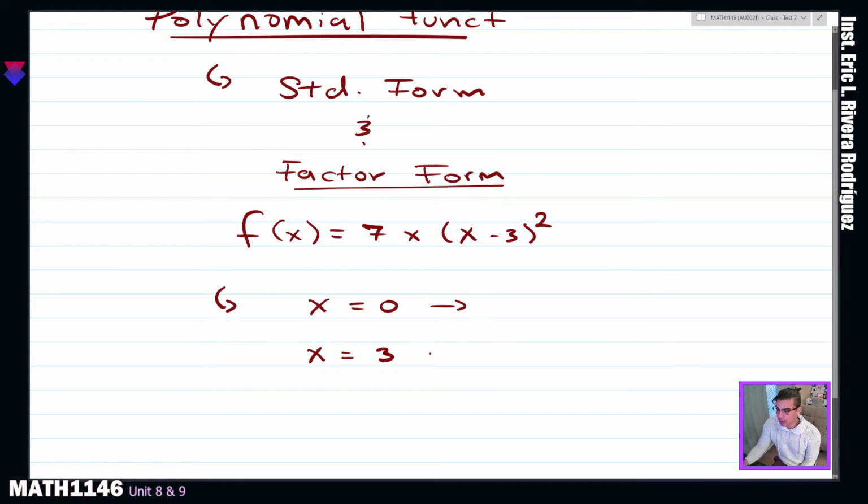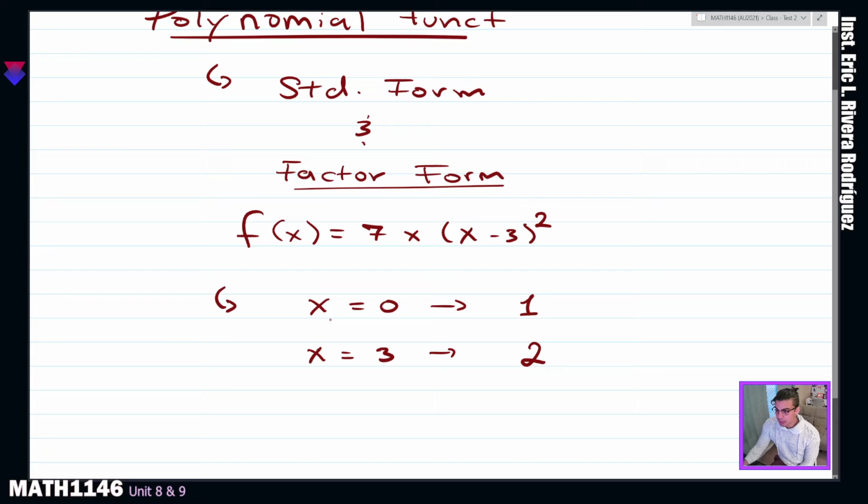Another thing that we are going to be using and that we need to remember is the multiplicity of these zeros. What is the multiplicity of x equals 0? And what is the multiplicity of x equals 3? Madeline? That's correct. It's 1. Perfect. And 3? Multiplicity of 3 is 2. All right?